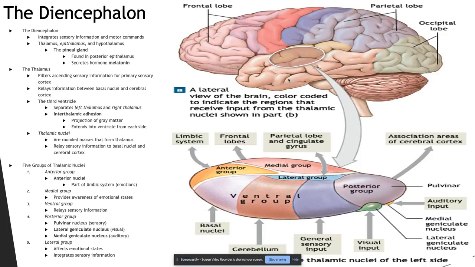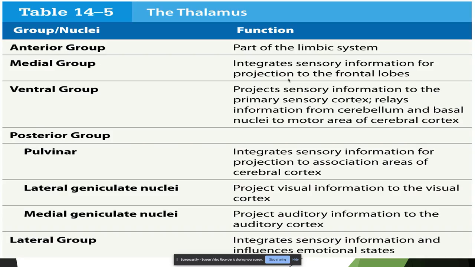And lastly, the nuclei of the lateral group form feedback loops with the limbic system and the parietal lobes of the cerebral hemispheres. The lateral group affects emotional states and the integration of sensory information. This is just a table of what we just talked about.